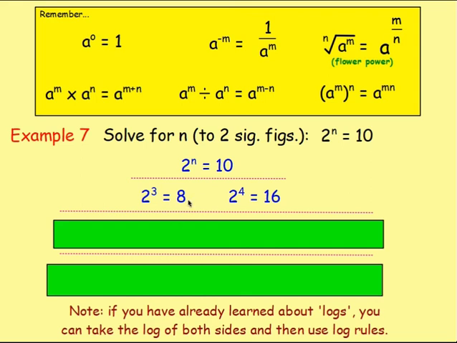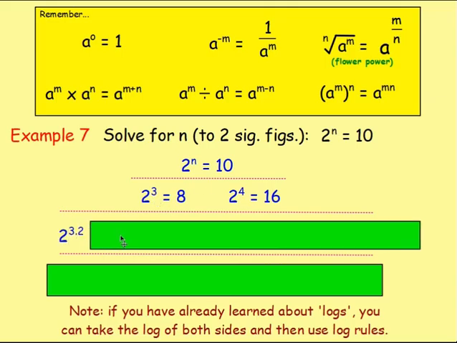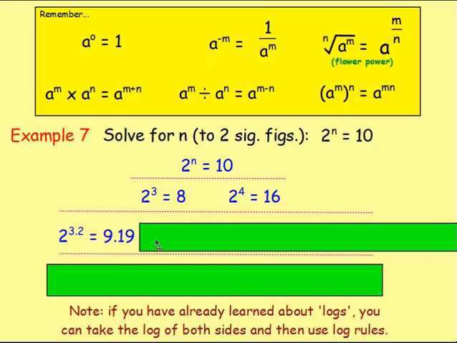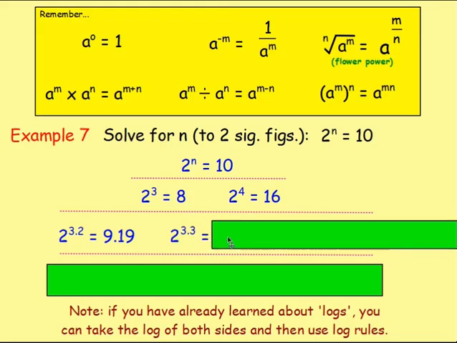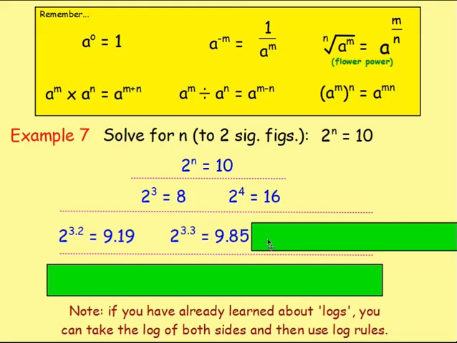Let's just pick something random. Well, 10 is closer to 8, so we know the number is probably closer to 3 than it is 4. So let's work out 2 to the power of 3.2. Type that into your calculator. That gives us 9.19. After that, let's try 2 to the power of 3.3. Maybe that's even closer to 10. Working that out gives us 9.85. Okay, that's pretty close to 10.